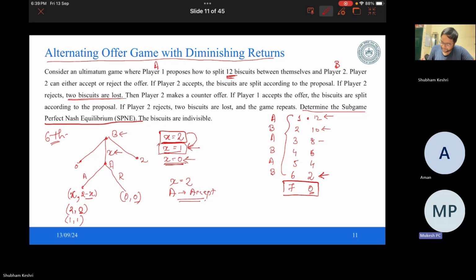So you're saying X equal to 2 or X equal to 1? Sorry. X is equal to, yeah. Thank you. X is equal to 1.